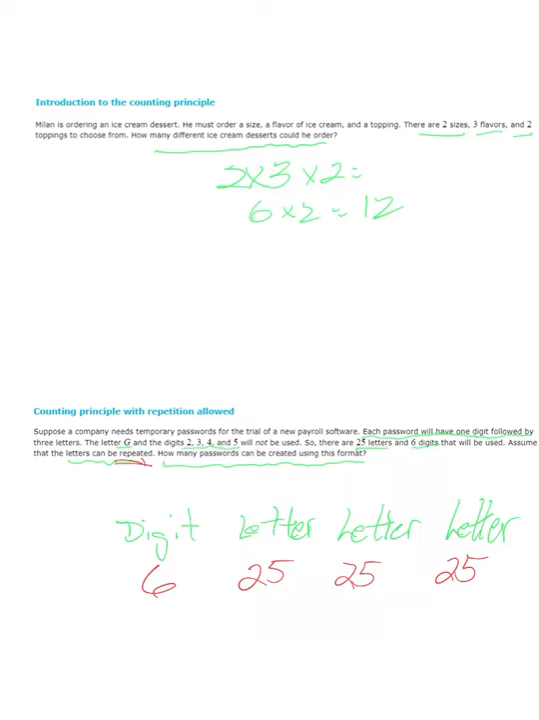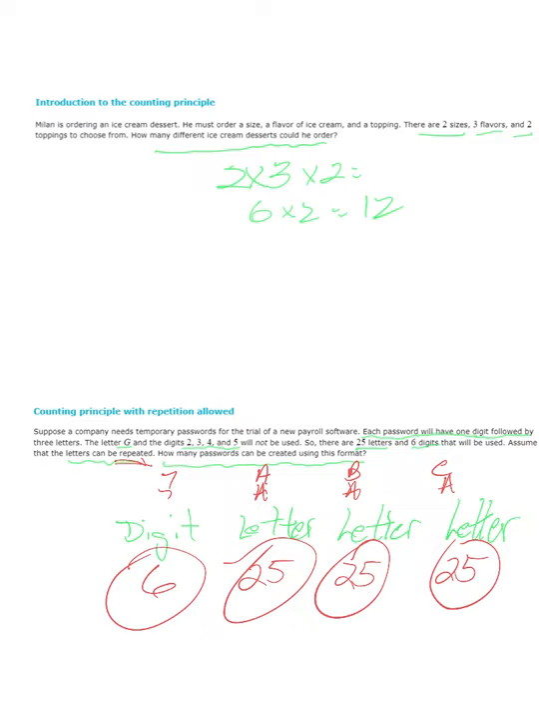So I could have a code like 7AAA, and I could have another code like 7ABC or something like that. But there's 6 choices here, 25 for each of these. To find the total number, I'm going to multiply those together to get my final answer. Pretty big number. I don't have my calculator, so you're going to have to do that yourself. Good luck with those. Again, all of this is just setting up probability for the next several lessons.